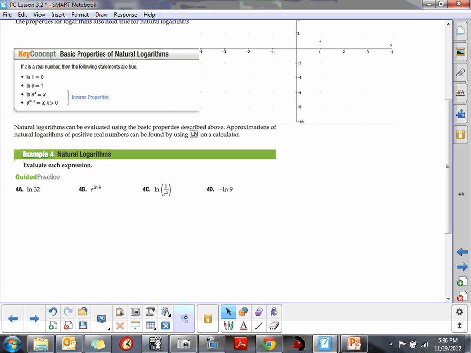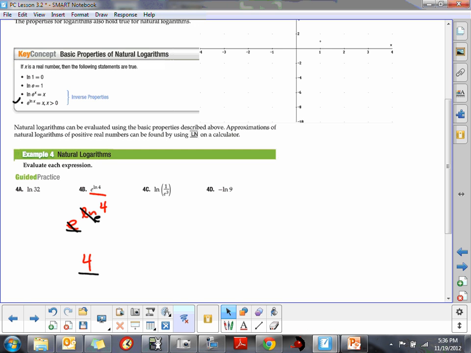In the next one, we shouldn't need our calculator at all. This is one of the properties that they say we should know, that if we take e to the natural log of 4, it should just be 4. So in my mind, I see an exponential base e and a logarithm base e. Since they're inverses, they undo each other, and I'm just left with 4. And that's the property that they're showing you here, the last bullet.